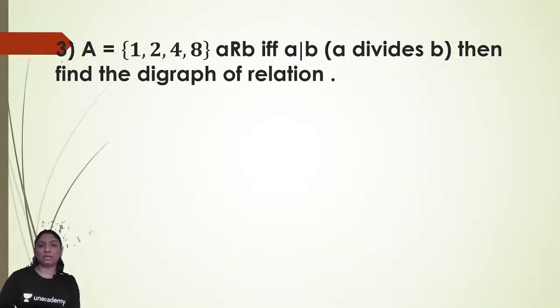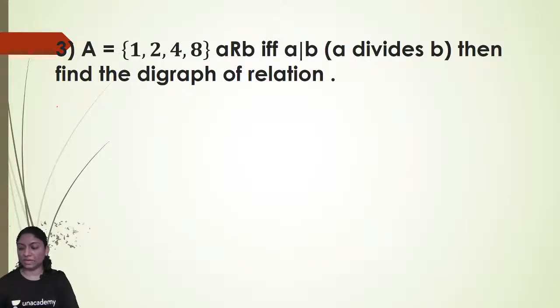If A is equal to {1, 2, 4, 8}, and A is related to B if and only if A divides B, then find the digraph of the relation. So we will calculate the relation digraph. First of all, A is {1, 2, 4, 8}, and if A divides B, then A is related to B.